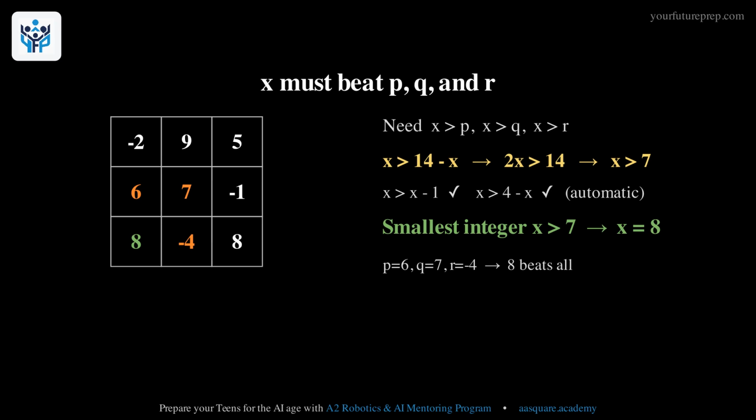Since x is an integer greater than 7, the smallest possible value is 8. That gives P equals 6, Q equals 7, and R equals -4. And indeed 8 beats all of them. So the smallest possible value of x is 8, which is answer choice D.